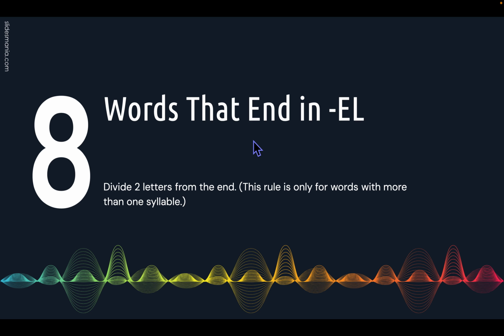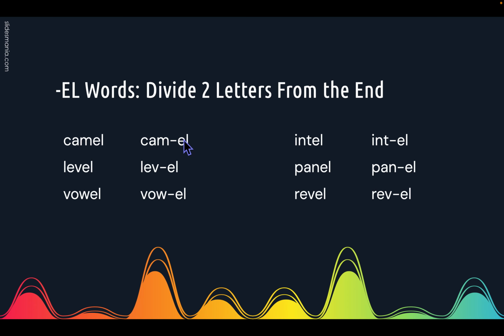So if we have words with more than one syllable that end in EL, we divide 2 letters from the end. So all these words, I divided 2 letters from the end, and right here and here and here and here and here, we have vowels in the middle of the syllable, so we will use the short sound. Here we have a vowel at the beginning of the syllable, so we will also use the short sound. So we get camel, level, vowel, intel, panel, and revel.